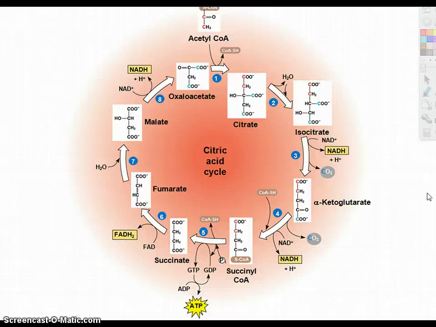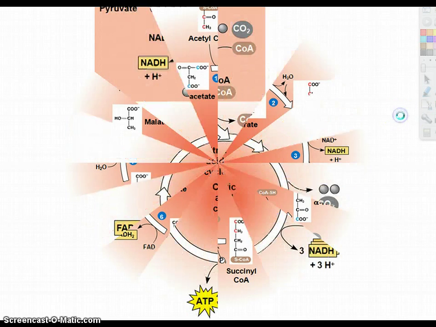So this whole complicated picture is all the individual steps. By the way, the citric acid cycle, the name comes from the fact, this one right here, citrate, citric acid. It's the first thing in the cycle. But again, you're not going to be tested on knowing these individual steps.